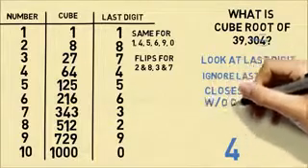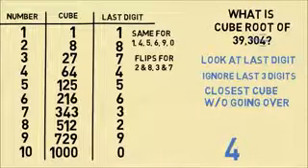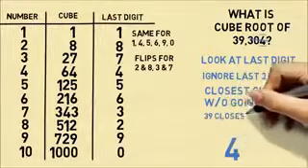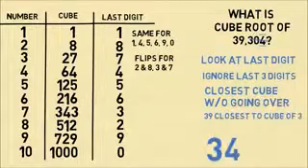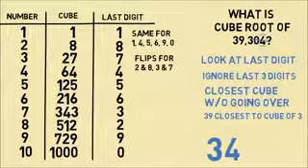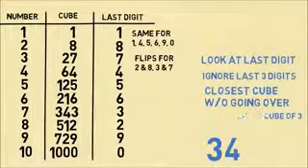And now we want to find the closest cube without going over. So 39 is between 27 and 64, so it's closest to 27 without going over, which means it's closest to the cube of 3. And that gives us the other part of our answer, which is 3. So here we have it. We put the numbers together, and 34 is the cube root of 39,304.